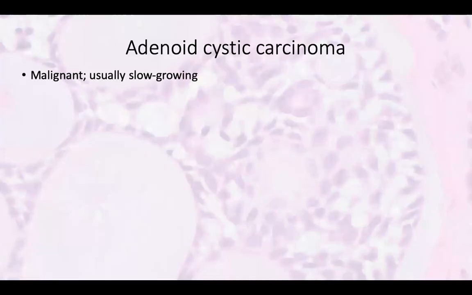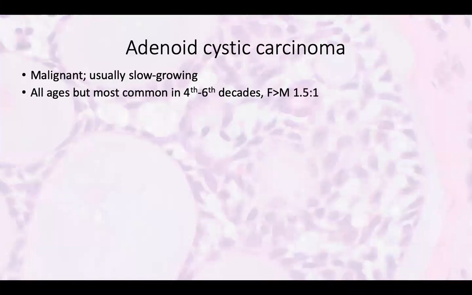So this is a malignant tumor. It's usually slowly growing. So this isn't going to be something that arises overnight. This is going to be something that patients will present with months of a slowly growing tumor. Occurs in all ages. This can happen in kids too. It's most commonly in young middle-aged folks, approaching my age, I guess. So unfortunately, I'm in this category. And there's a slight female predominance.